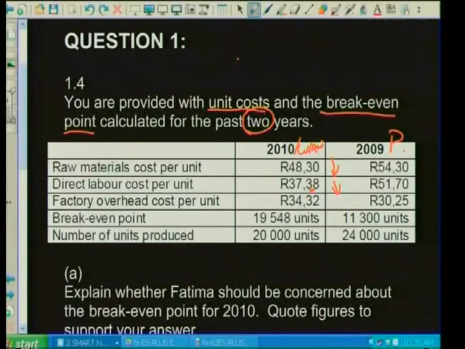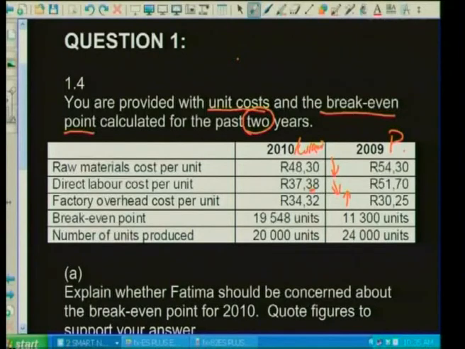Our factory overhead cost per unit, this has increased. Let's just look at it in a bit more detail. 2009 it was 30 Rand 25 cents. It has now gone up. It has increased to 34 Rand 32 cents.